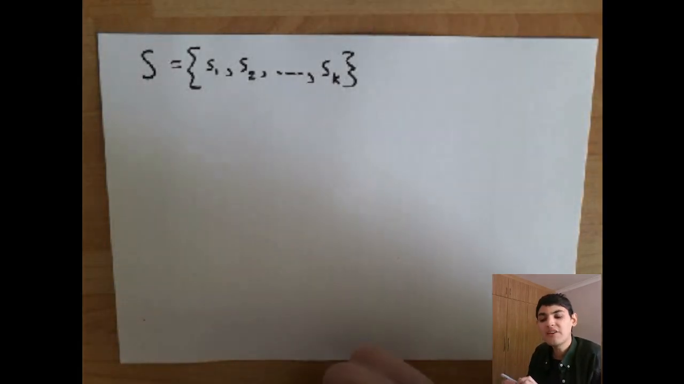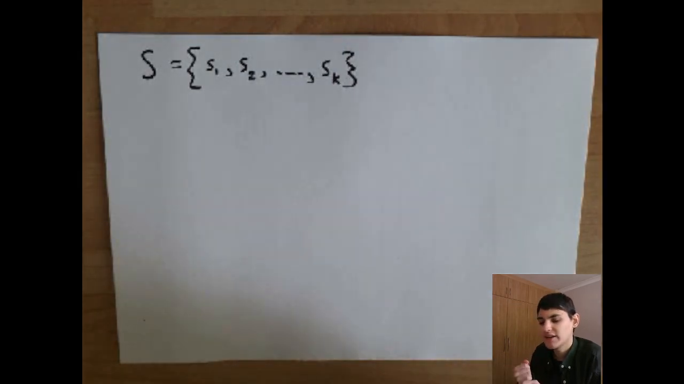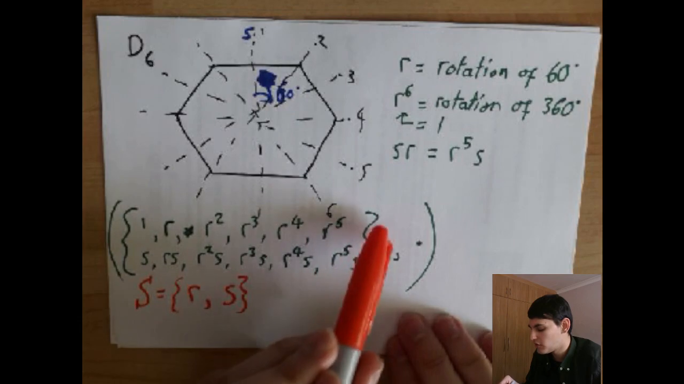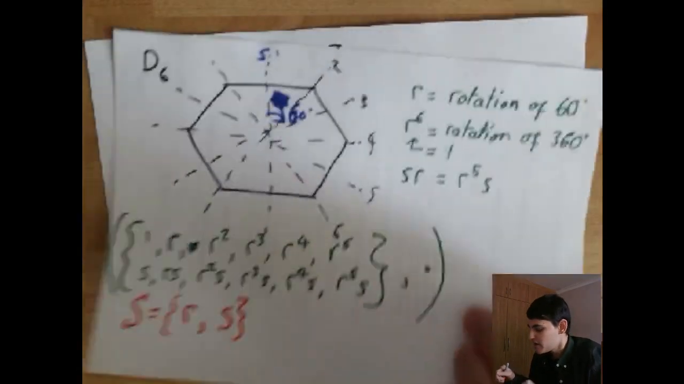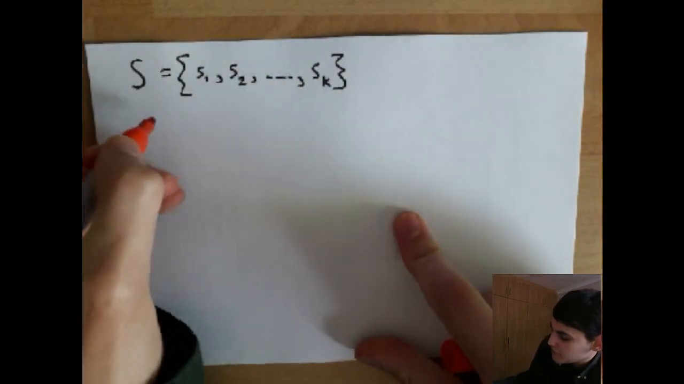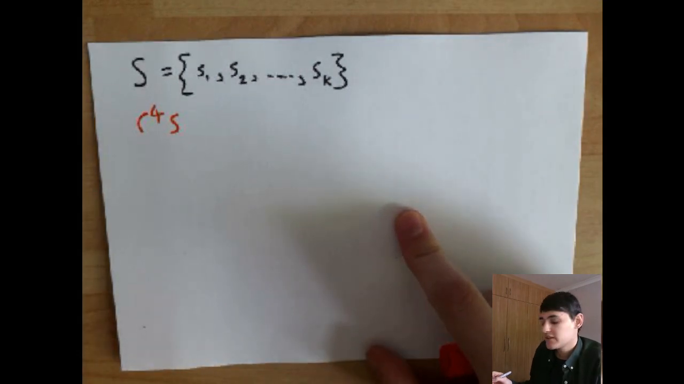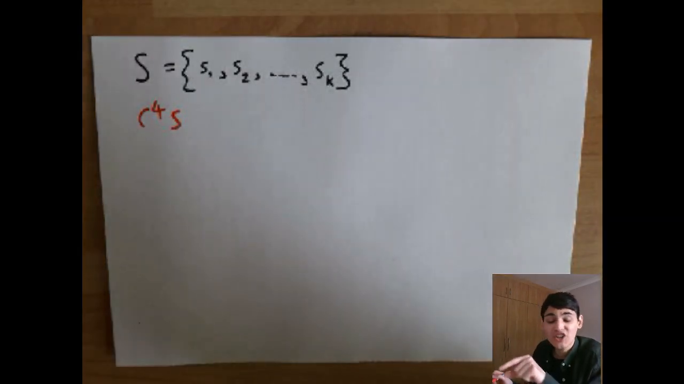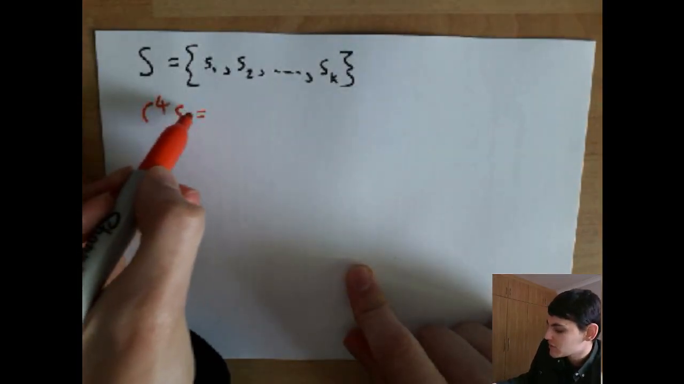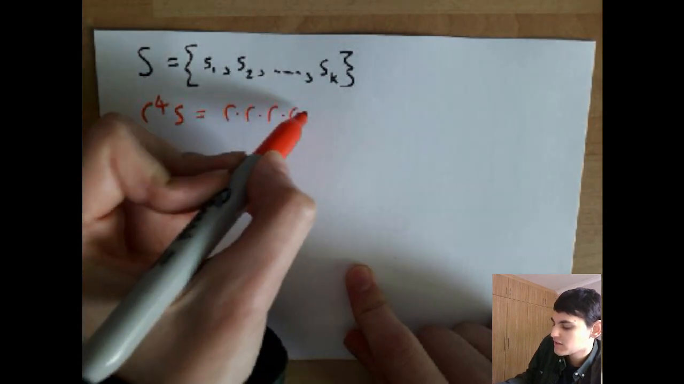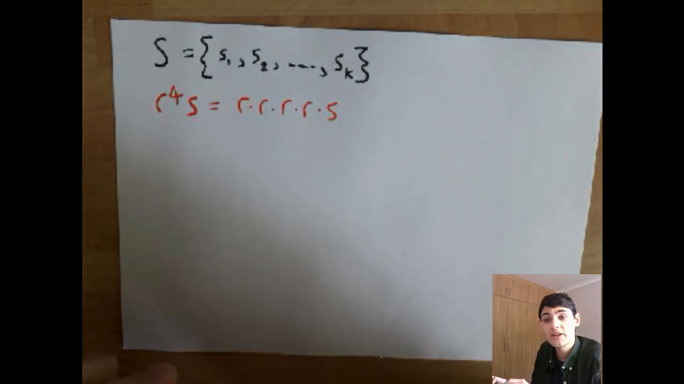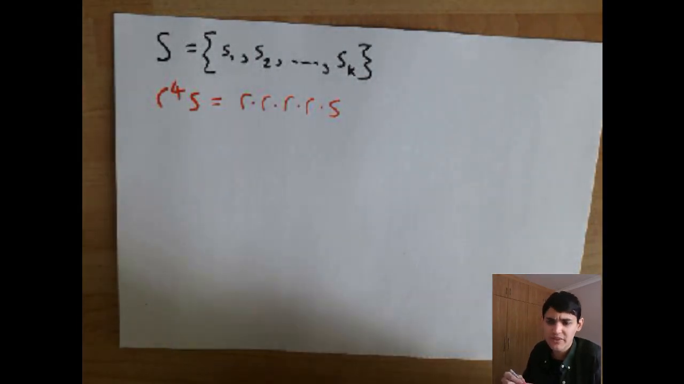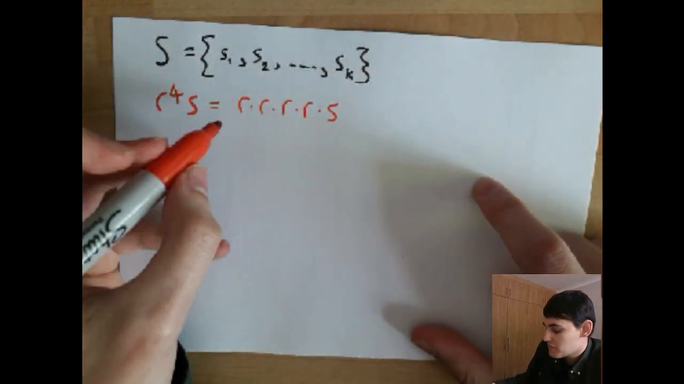Then if you decompose, which is the word that we use, if you take an element of D6, let's take r to the 4 s. If I were to write that as a product of generators, by that I mean just the generators on their own, basically getting rid of the powers, then that would be r times r times r times r times s. When you write an element out like this, we refer to it as a word.